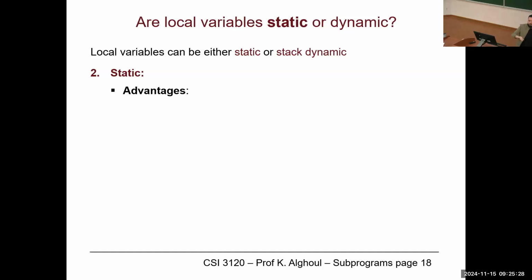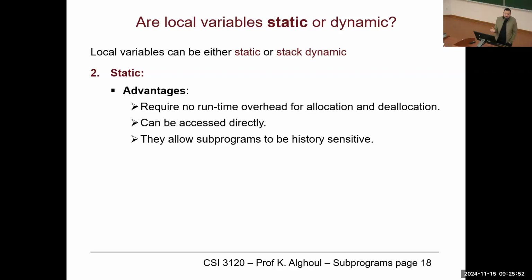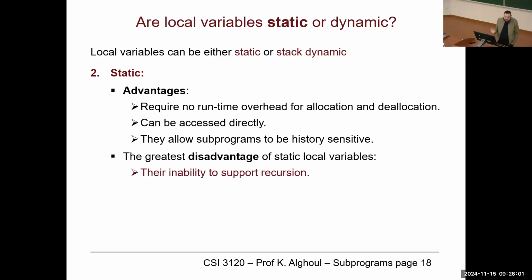Now the static is what? The advantages are the opposite. You're going to save time. If you want to use it, it's going to be in one specific memory. It's not going to have to create new memory all the time. There will be one memory. So that's one of the advantages. They require no runtime overhead for allocation. The allocation is just fixed. And it can also be accessed directly, as we mentioned. They allow subprograms to be history sensitive, so it's the opposite of the dynamic one. Now, the greatest disadvantage of static local variables that you always have to remember is the recursive one.